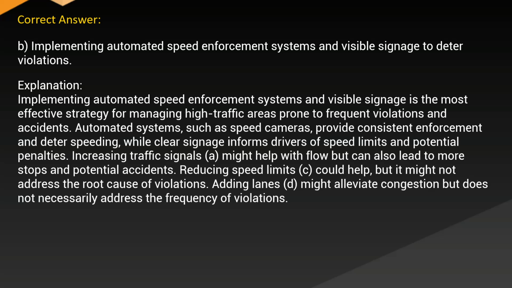and potential penalties. Increasing traffic signals might help with flow, but can also lead to more stops and potential accidents. Reducing speed limits, C, could help, but it might not address the root cause of violations. Adding lanes, D, might alleviate congestion, but does not necessarily address the frequency of violations.